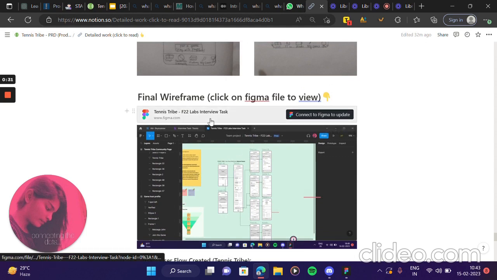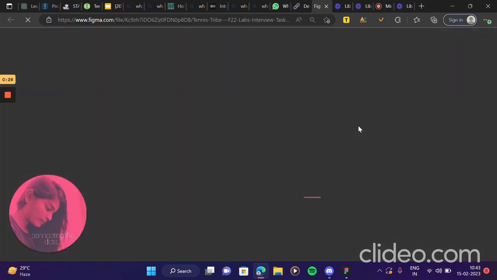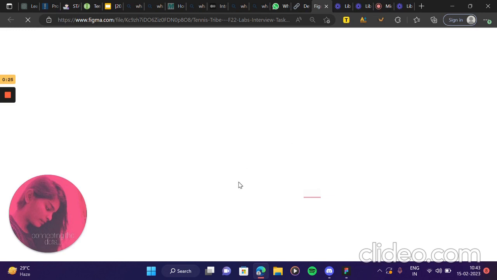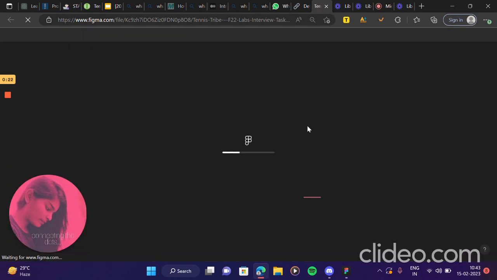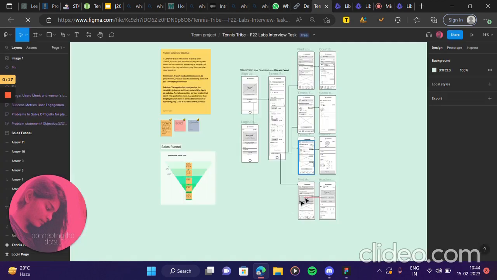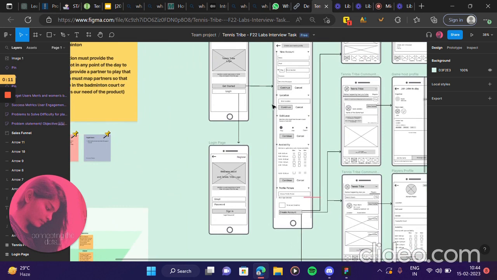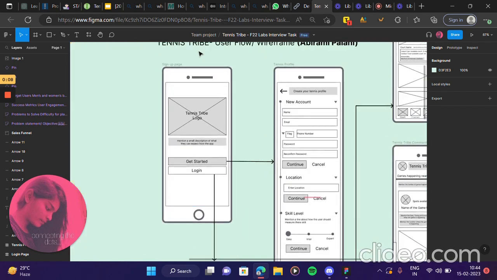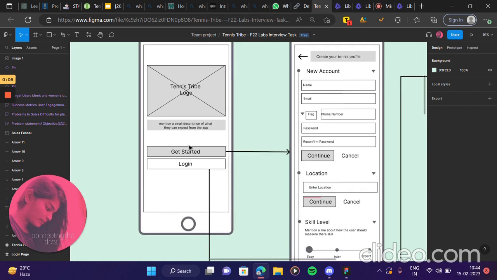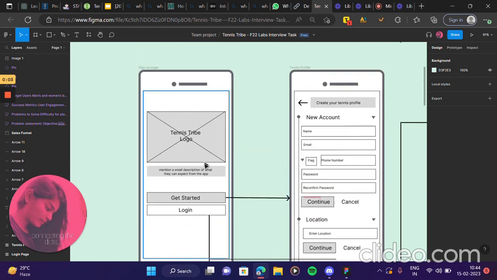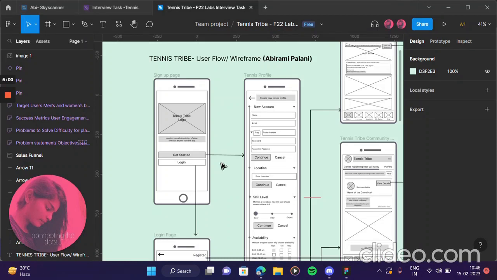Here you have to click on this Figma file, which will take you to the wireframe. Just a minute, it's loading. Yeah, so this is the new app flow I came up with for the app I've created, Tennis Tribe. This is the sign up page. This is the new app I came up with for the problem statement that we are trying to solve.